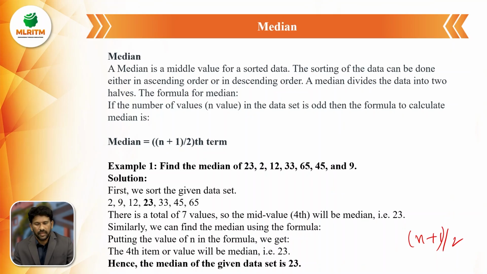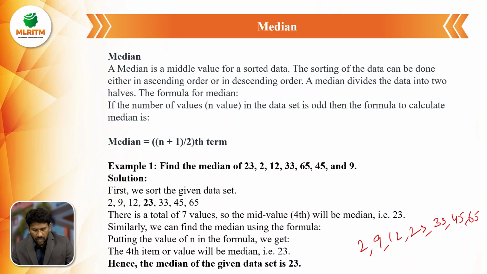For example, we have data objects; there are 7 data objects here: 23, 2, 12, 33, 65, 45, and 9. To find the median, we have to arrange them in ascending or descending order. In ascending order: 2, 9, 12, 23, 33, 45, 65. In total we have 1, 2, 3, 4, 5, 6, 7 data objects.